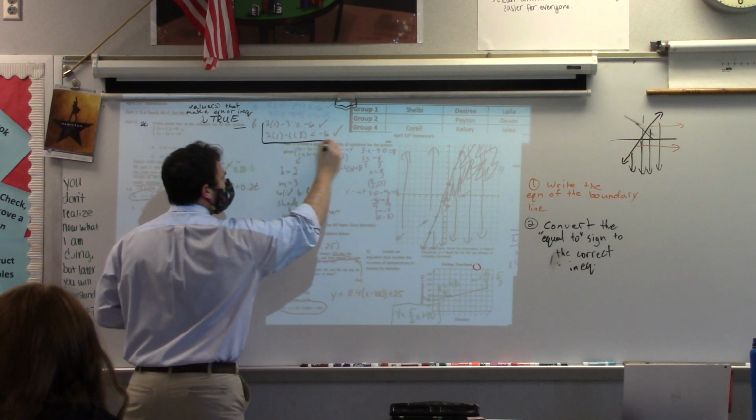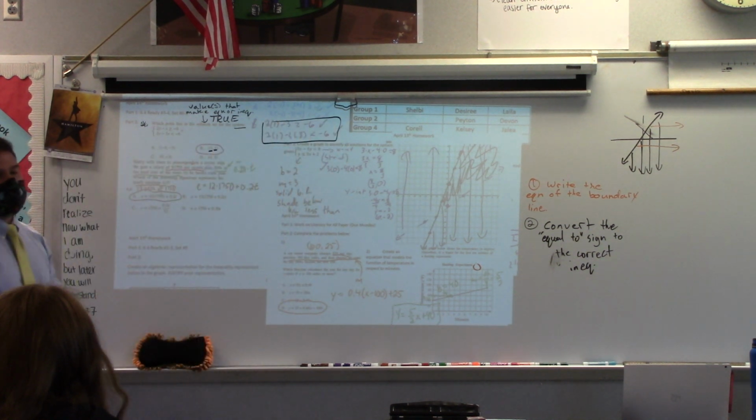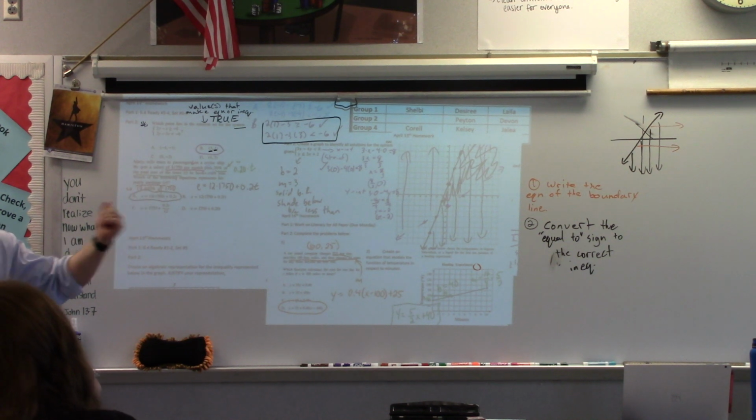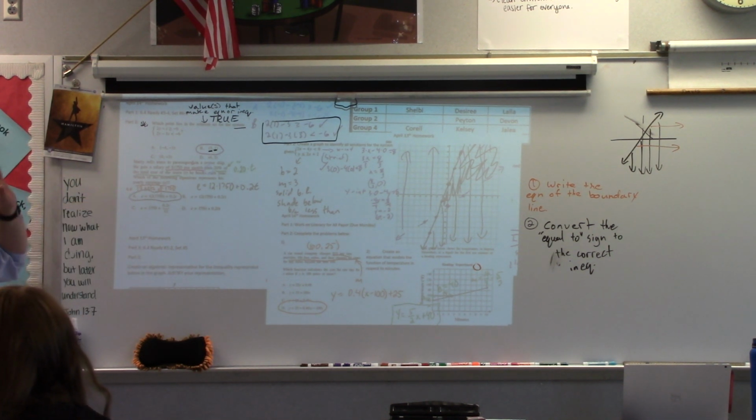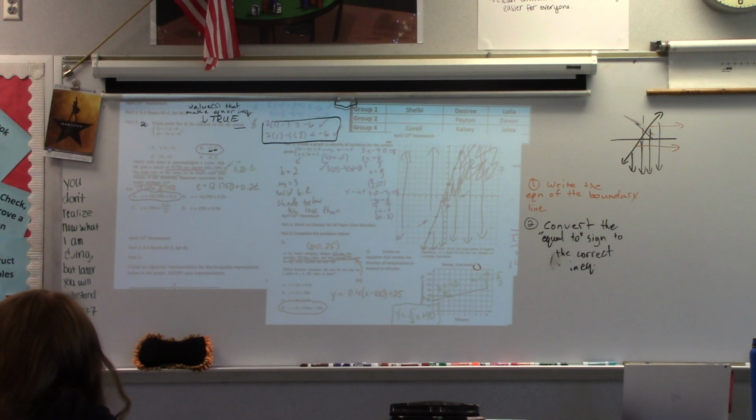And when you check these two inequalities, that point makes both of those inequalities true. Equivalent, remember, means that they're effectively the same, but they look different. They're not equivalent, but it does make both inequalities true. We go with those major ideas.